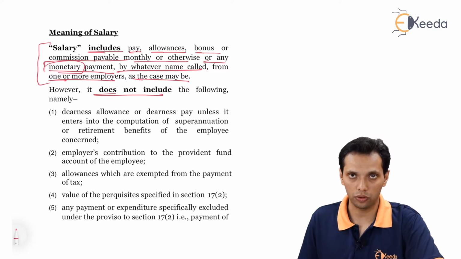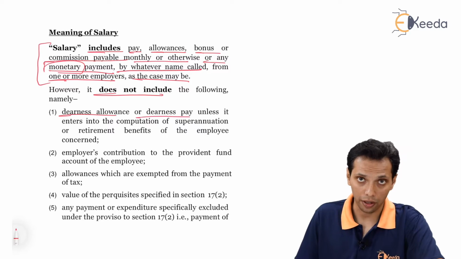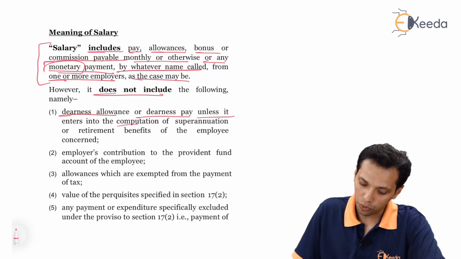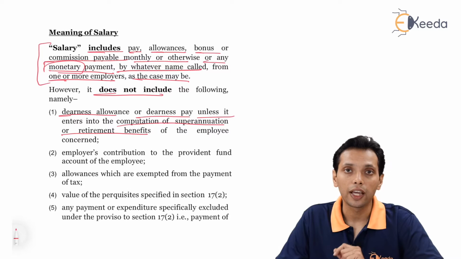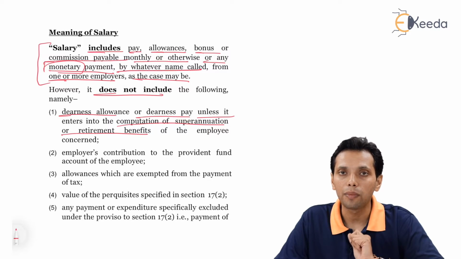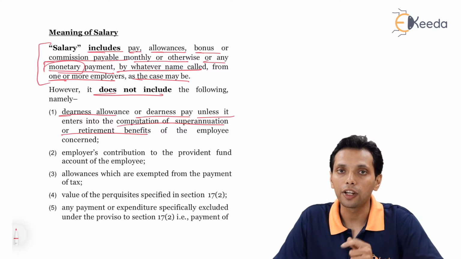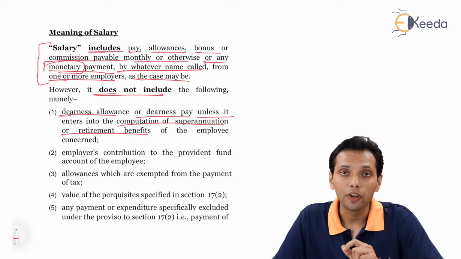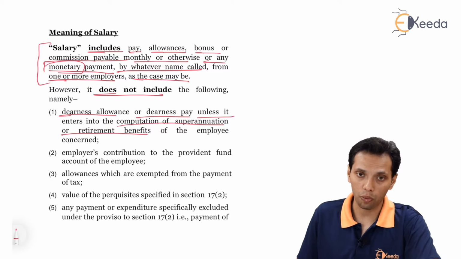However, it does not include, so what it specifically excludes, dearness allowance or dearness pay, unless it enters into the computation of superannuation or retirement benefits of the employee concerned. So if dearness pay or dearness allowance is paid as per the retirement benefit, it will be considered for the purpose of salary, and any other dearness pay will not be included for the purpose of calculation of salary for calculating the perquisite of residential accommodation.